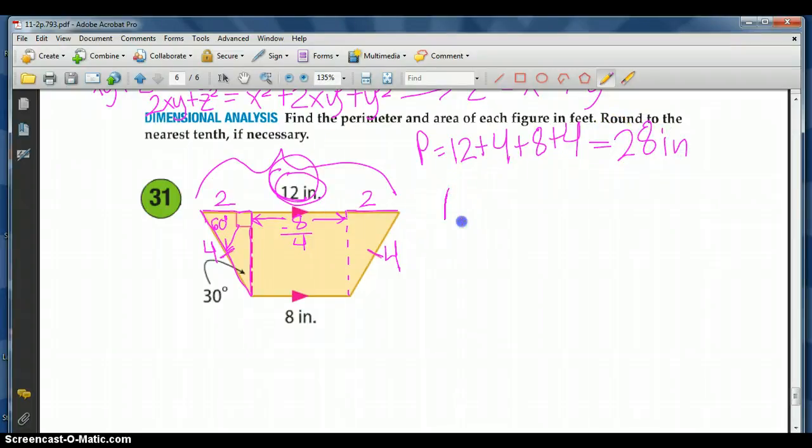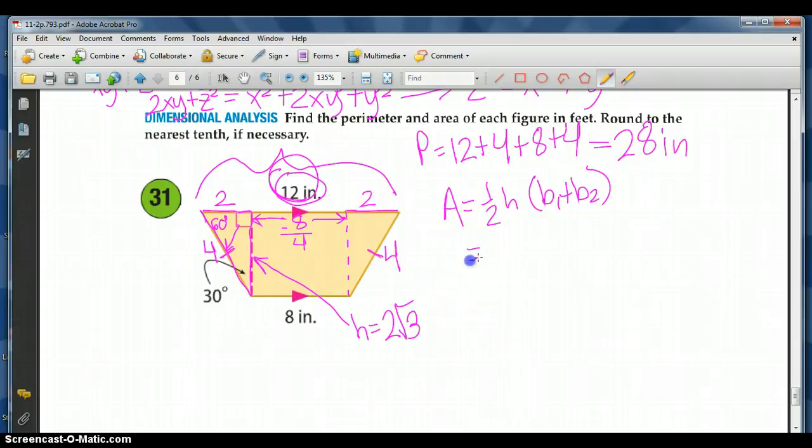Now we also need to find the area. So we need half of the height times base 1 plus base 2. So we know everything we need to except for our height. Our height is the long leg of the 30, 60, 90. So to find the long leg, you take the short leg and multiply it by the square root of 3. So our height is 2 times the square root of 3. And substituting in for area, we have 1/2 times the height, or 2 square root of 3, times base 1, 12, plus base 2, 8.